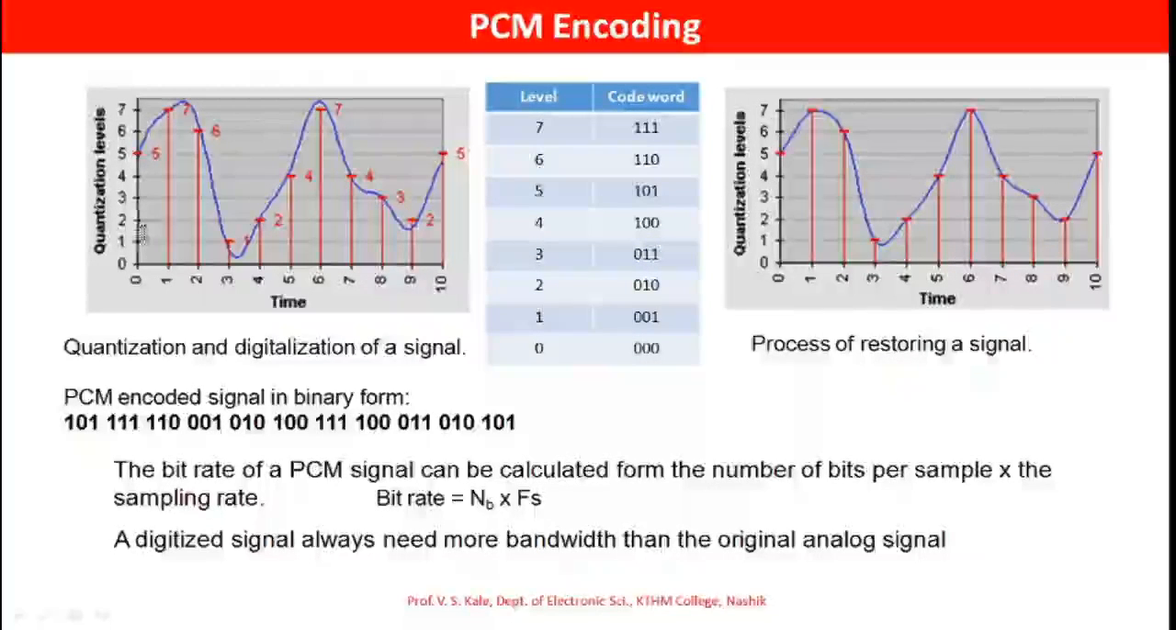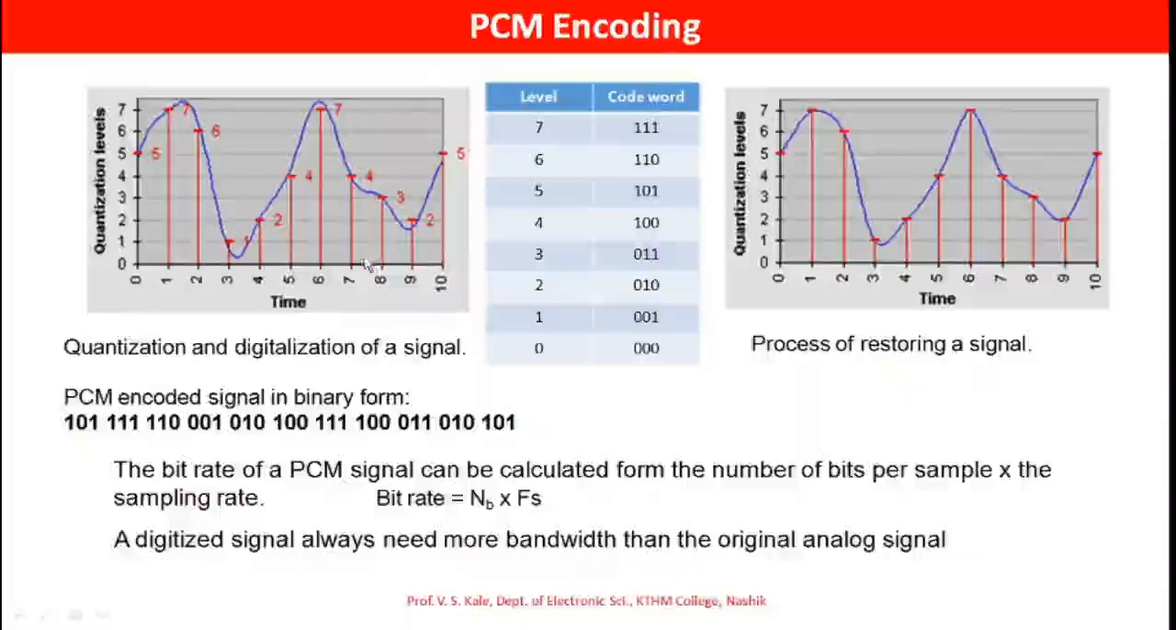First level, second level, third level, like this. The samples are taken, those are indicated here. Those are numbered also. This 5 means its binary code is 101. 7 means its binary code word is 111. 6, that is binary code 110. This is quantization and digitization of the signal.